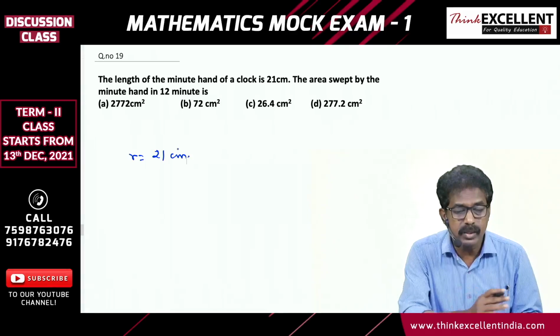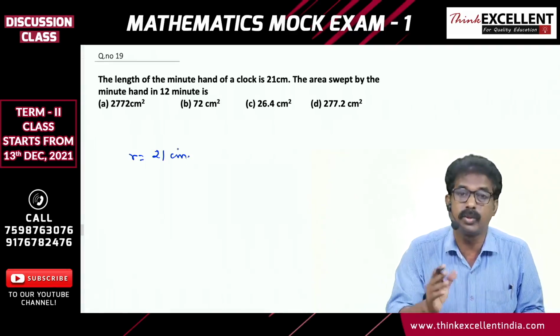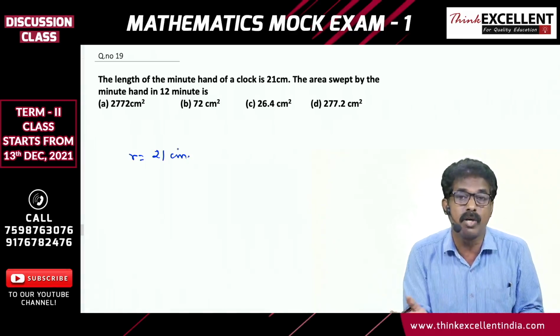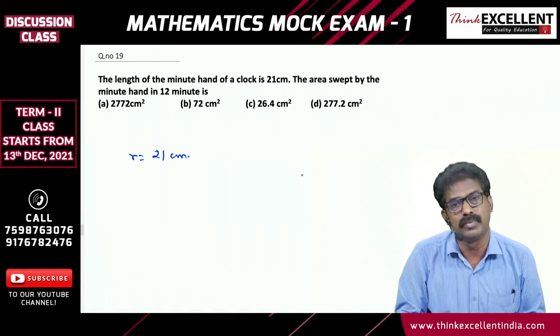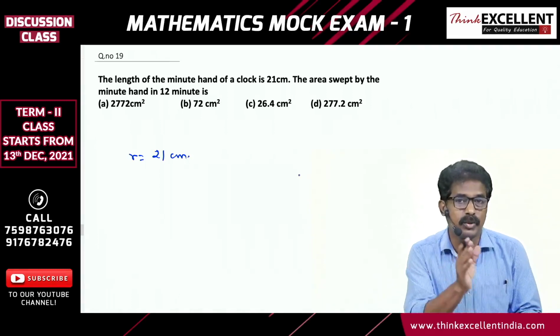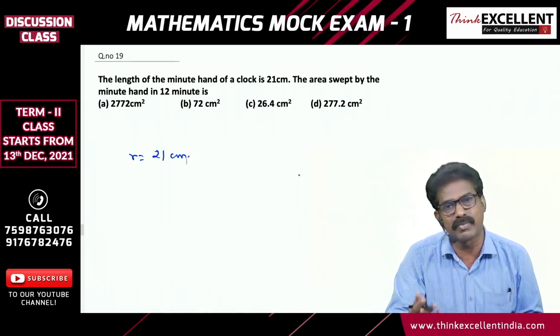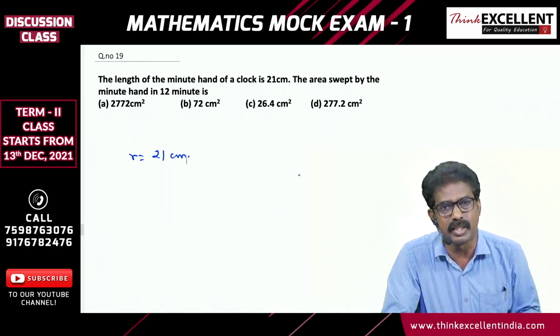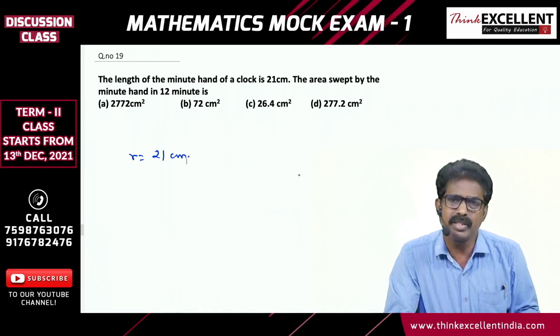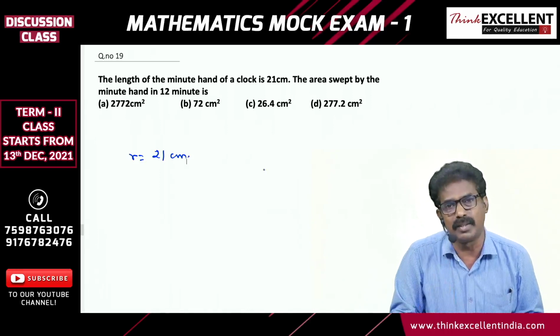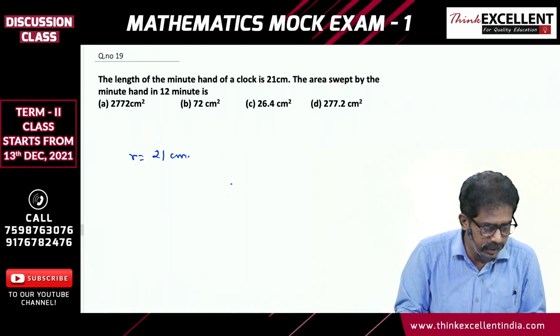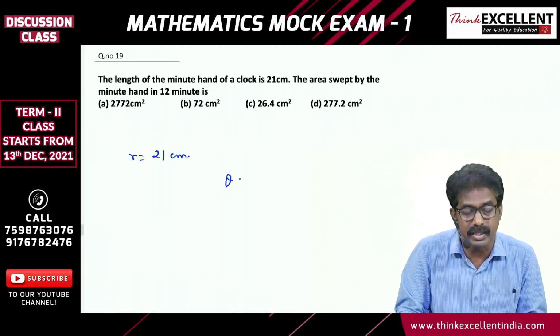The area swept by the minute hand in 12 minutes. In 12 minutes, how much area can it cover? So the only thing you need is, in 12 minutes, what angle does it make, right? Then you know the formula, area of a sector is theta by 360 into pi r square, right? The only thing you need is that angle. Listen very carefully, that's important.